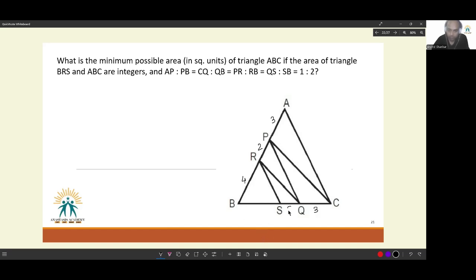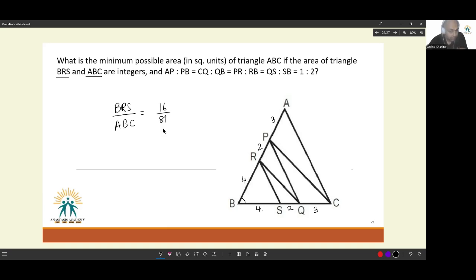This is 3. This is 2. This is 4. Now, we are told area of BRS and ABC are integers. Given that the same angle is being made here, for ABC the area would be half into 9 into 9 into sine theta, and for BRS the area would be half into 4 into 4 into sine theta. We can say the ratio of their areas, BRS by ABC, will be 16 by 81.